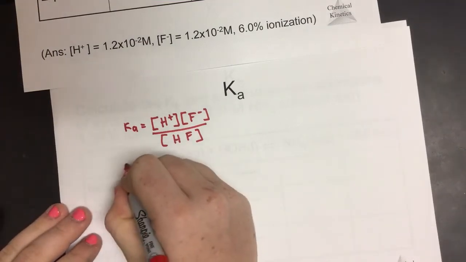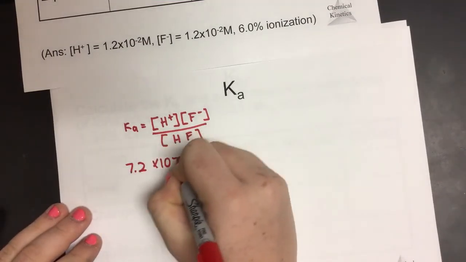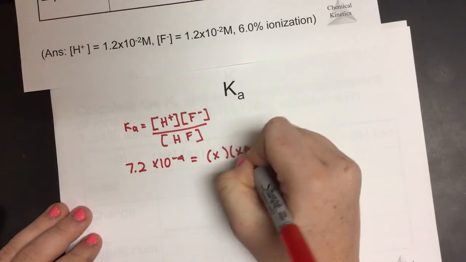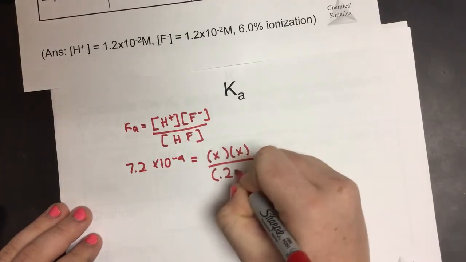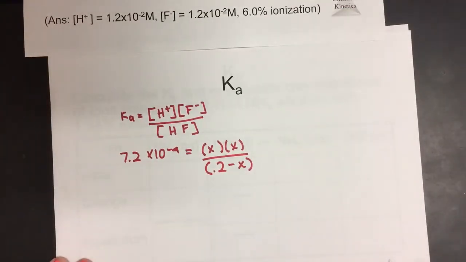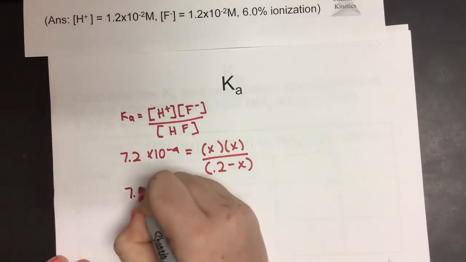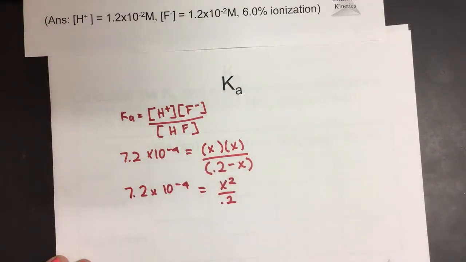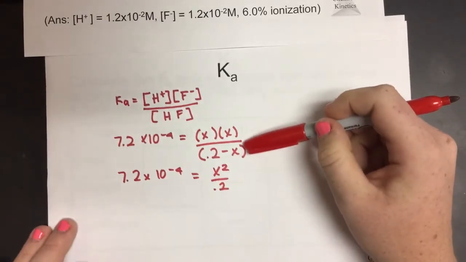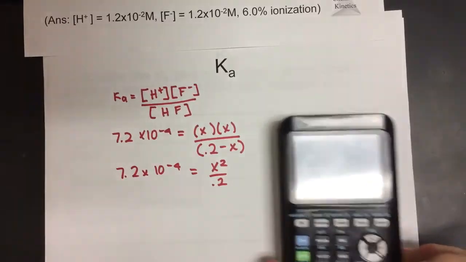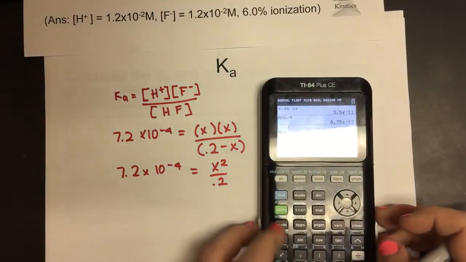So we were given the Ka, which was 7.2 times 10 to the negative 4th, and then equals X times X over 0.2 minus X. However, for this, the X in the denominator is negligible because it's less than 10% ionization, and so you're able to just do 7.2 times 10 to the negative 4th equals X squared over 0.2. And by removing this X from our equation, we're able to save a lot of time and effort because we don't have to do a long quadratic equation, which takes a lot more time and is not as fun.